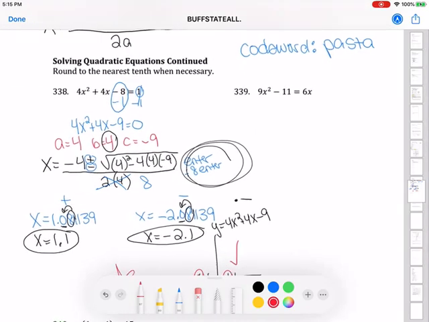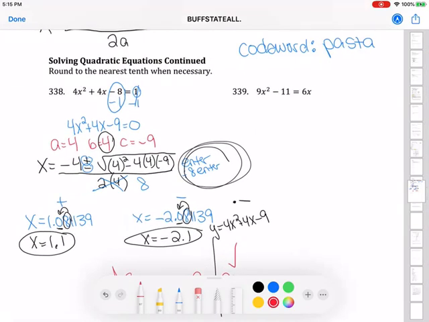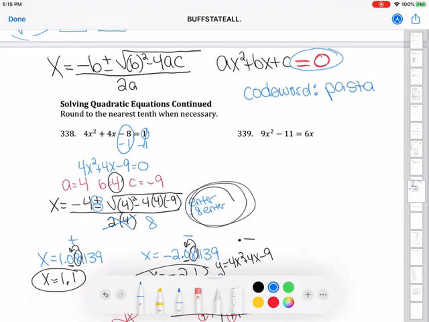If you feel comfortable at this point, I want you to try question 339 entirely on your own. Okay? So pause it if you're comfortable and give it a trial on your own. I'm just going to jump right into it. So I have a problem with this one. It's not equal to 0.